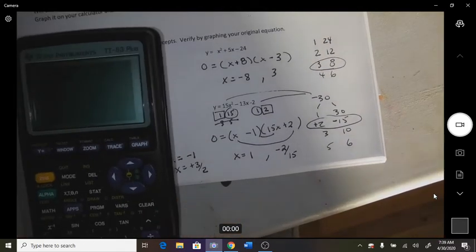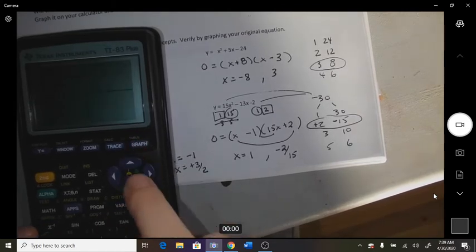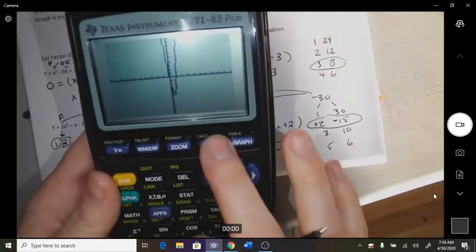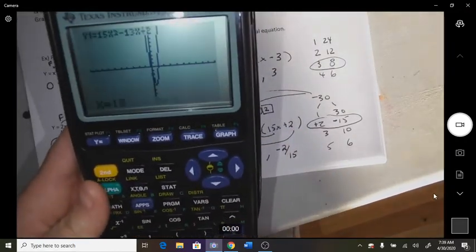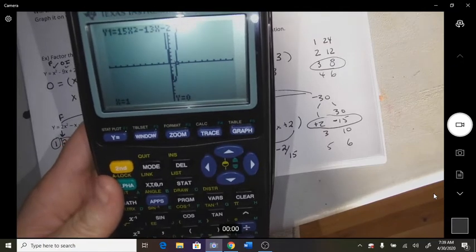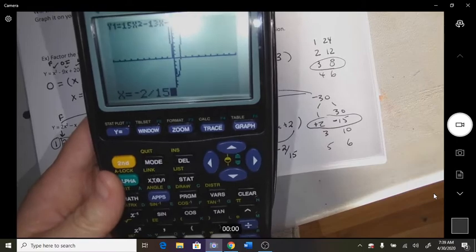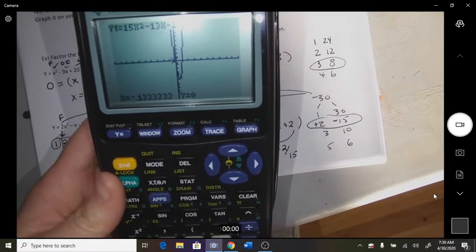Okay, graphing this, 15x squared. I'm going to activate the trace cursor, so 1, that works, and negative 2/15. Enter, and that's right there. Looks like it works.